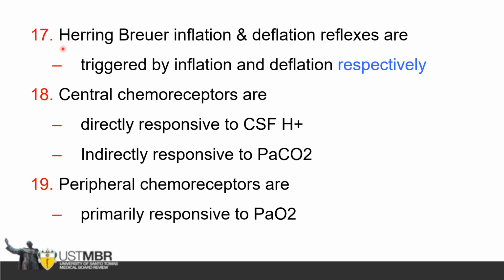The Hering-Breuer inflation and deflation reflexes are triggered by inflation and deflation respectively. The central chemoreceptors are directly responsive to the CSF hydrogen and indirectly responsive to the arterial carbon dioxide tension, while the peripheral chemoreceptors are primarily responsive to arterial O2 tension.